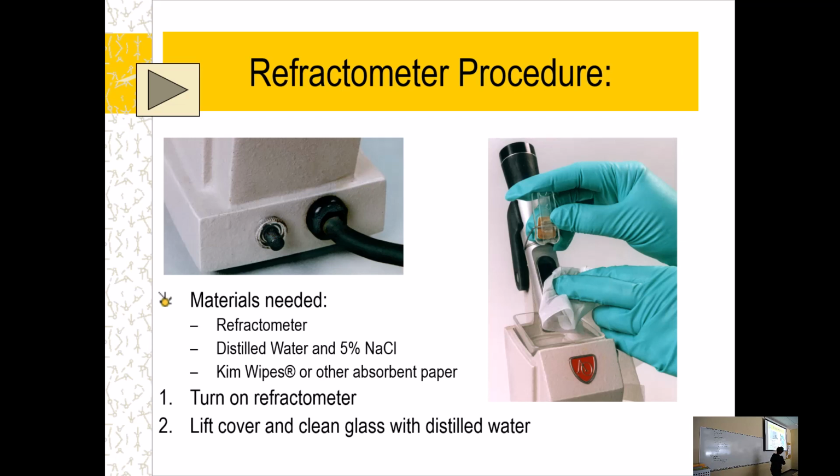Okay, there's a little light on the back. We clean this up. This is the little plastic cover. We clean it up with just a chem wipe. You can actually use a chem wipe for it.